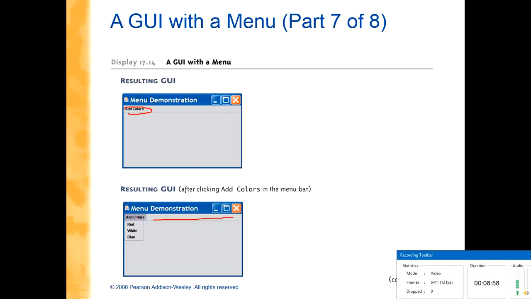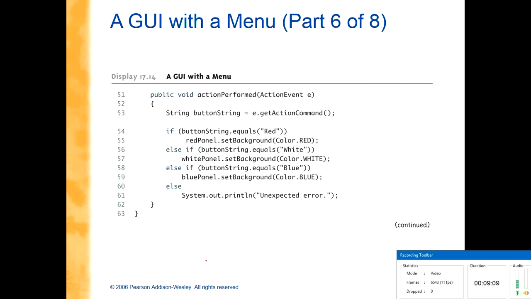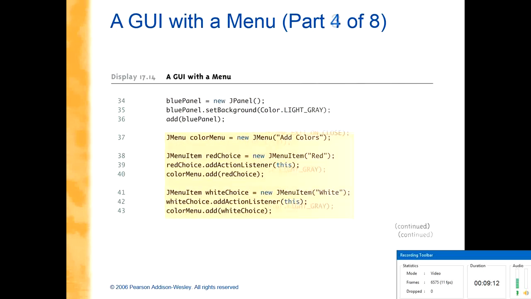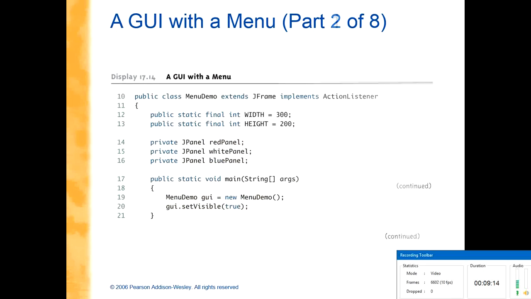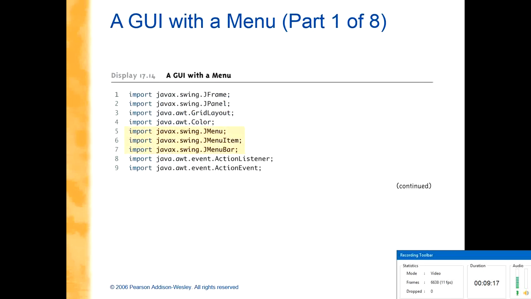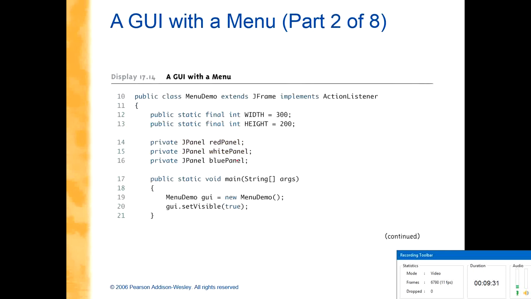For example, we add colors and red, white and blue. When I click on red, this panel is painted red, white, then it is painted white, and blue, then it is painted blue. So let's go over this program. Anyways, I'm going to do the program in my own way. We need GridLayout, a Panel, a Color, and then we need JMenu, JMenuItem and JMenuBar. All of them belong to the Swing classes, and then ActionListener and ActionEvent. So we have the class extends JFrame, implements ActionListener, and we have the white panel.